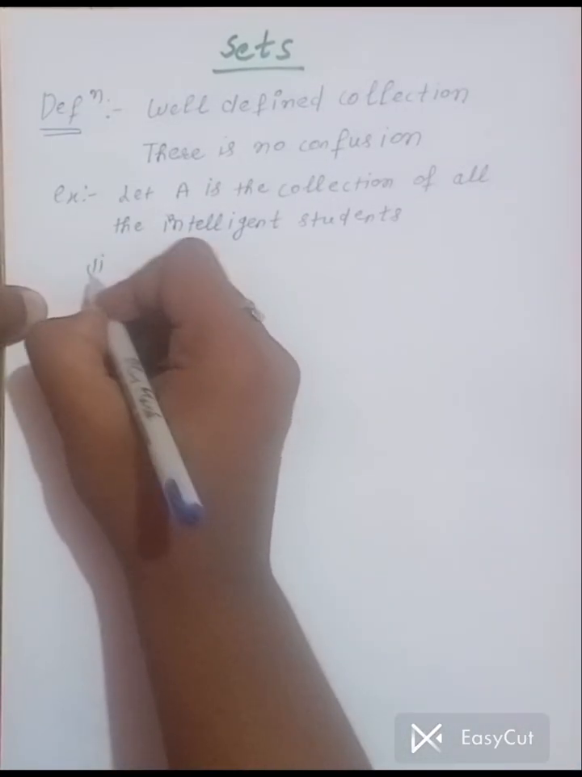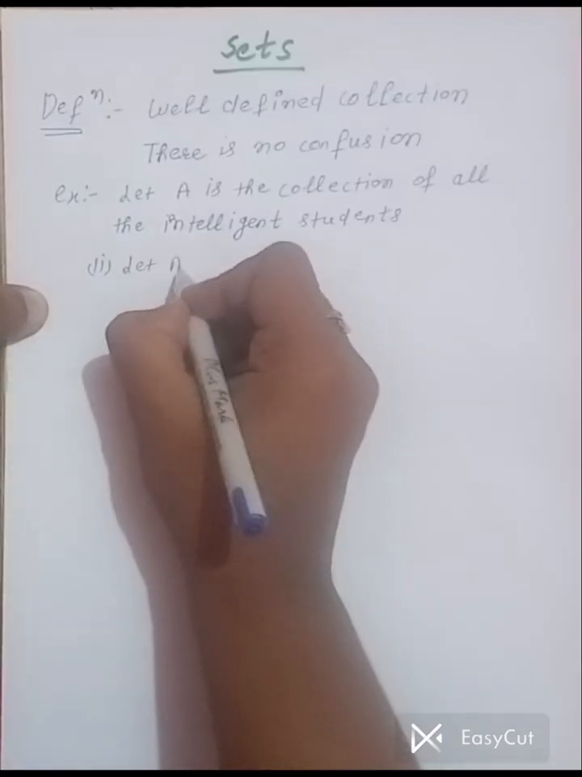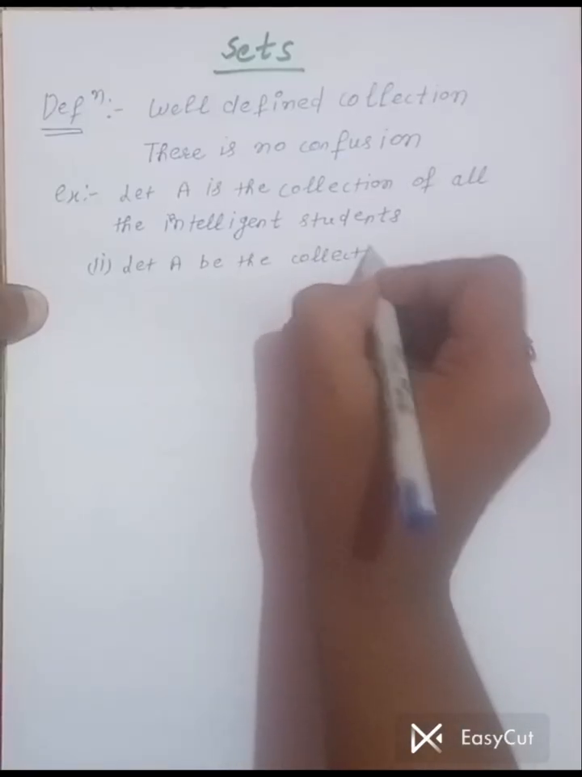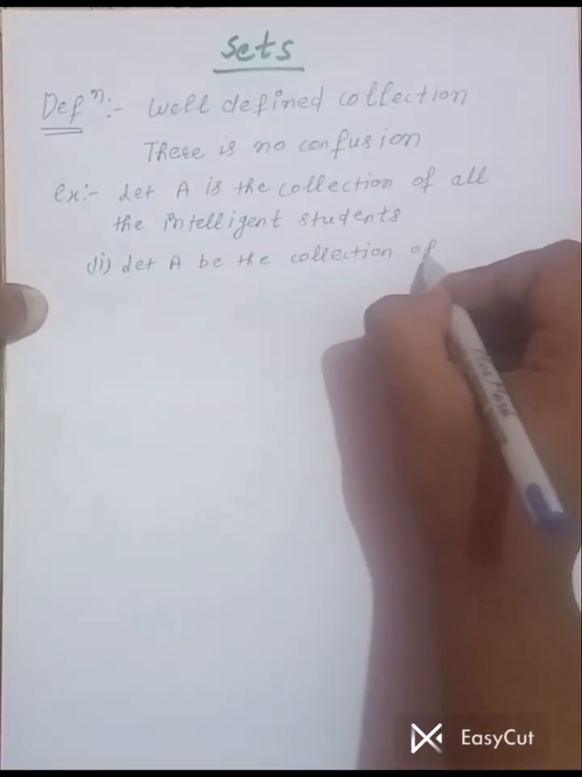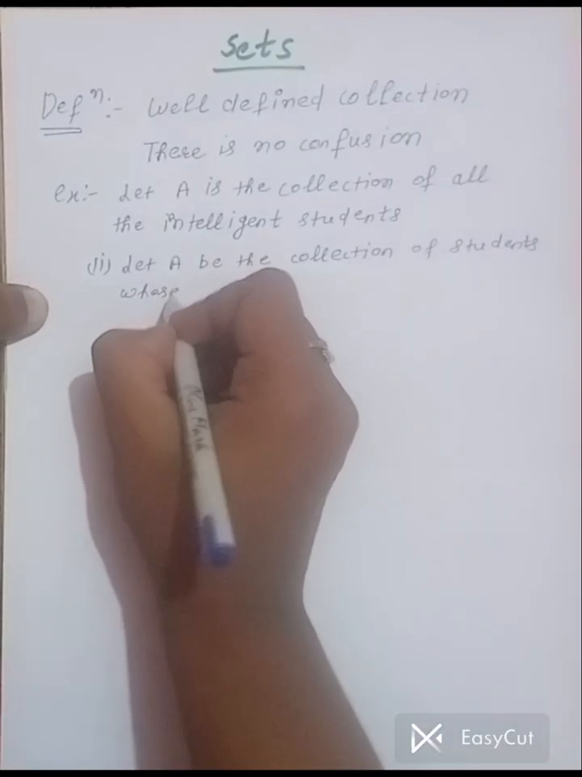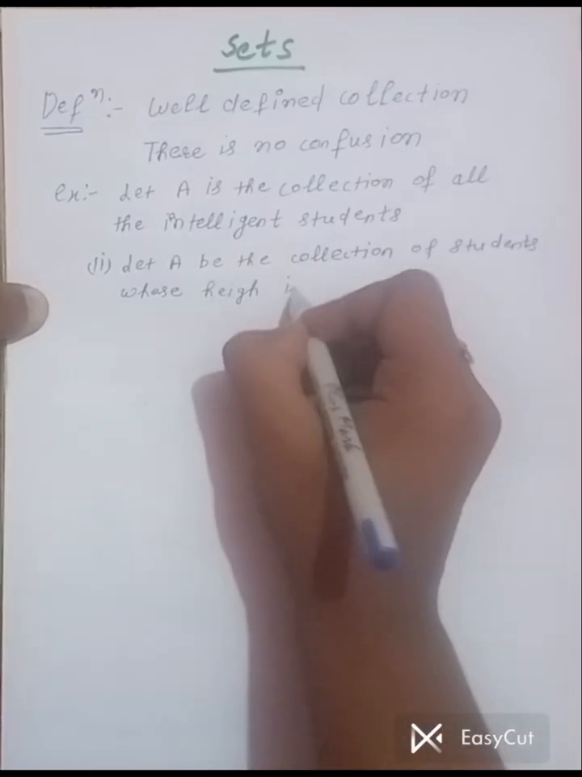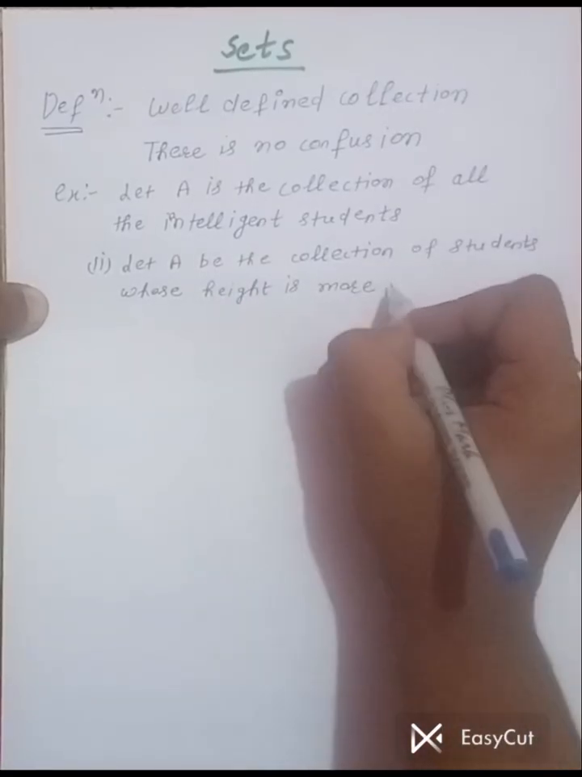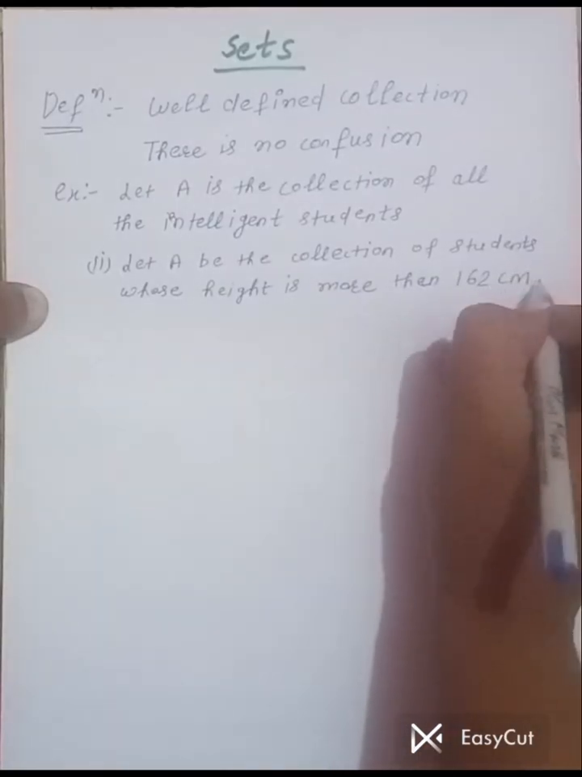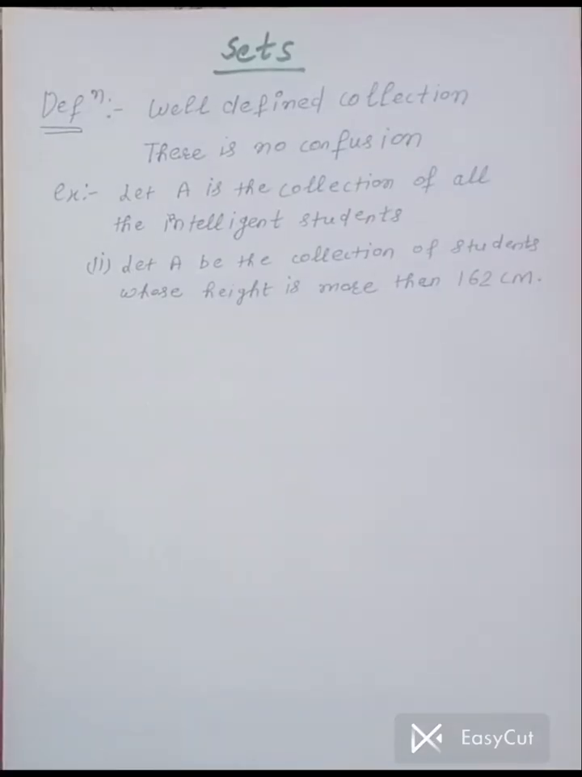The second example is, let A be the collection of students whose height is more than 162 centimeter. Is it a set or not? Yeah, it is a set, because we can measure easily the height of the students.